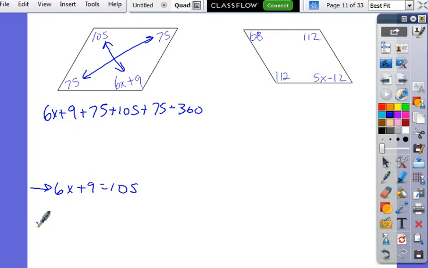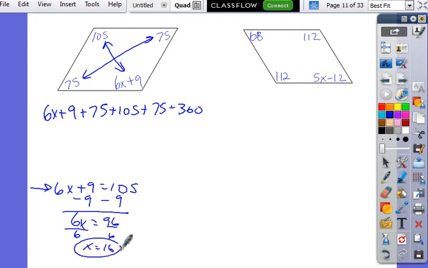So here I would do the minus 9. 6x equals, what is that? 96 divided by the 6. You get 16. All right? So if I'm doing one like this and I see the opposite angles match, I'm going to do the second equation instead of the first. All right, do that second one over there.